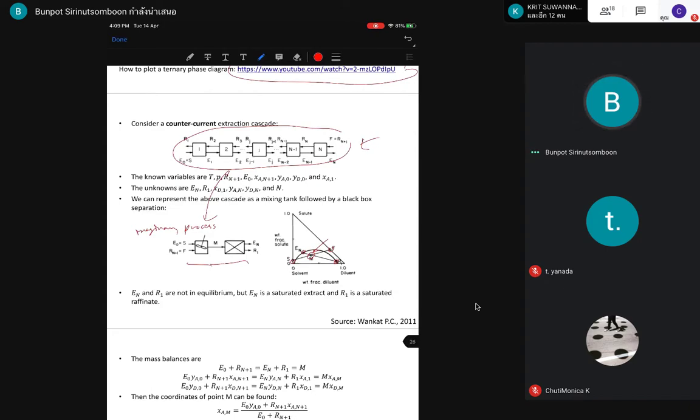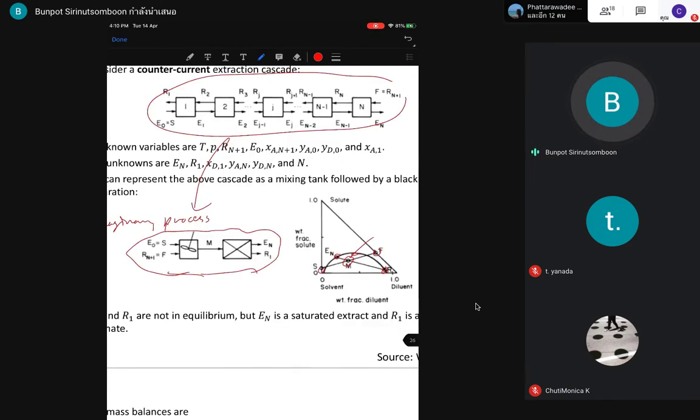From this, you can draw this imaginary process. From this imaginary process, you have stream M. This stream M doesn't exist in real life. It's an imaginary point, an imaginary stream, but you can find it on the triangular diagram like this.